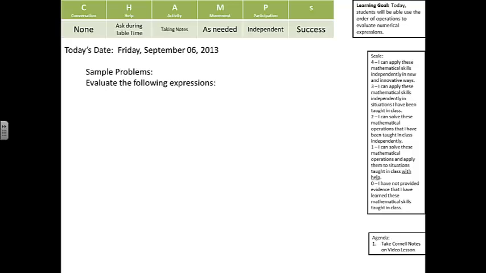So we're going to evaluate some expressions in some sample problems so that you can see how we can apply the order of operations to evaluate or simplify numerical expressions. The first expression is 24 divided by parentheses 10 minus 2 parentheses times 2 to the third power.